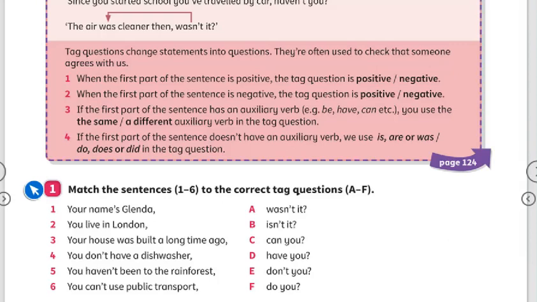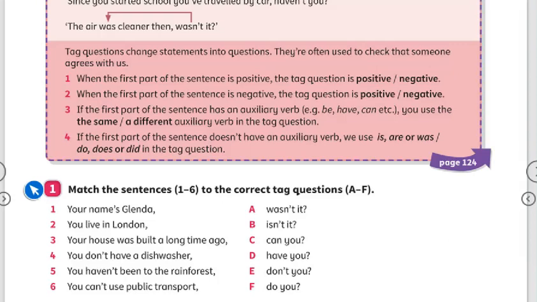And the last one. You can't use public transport. The obvious answer is letter C. Can you? Okay guys, that's everything in the pupils book.